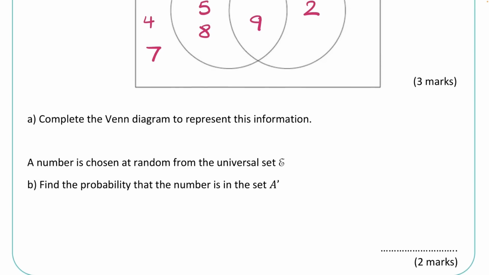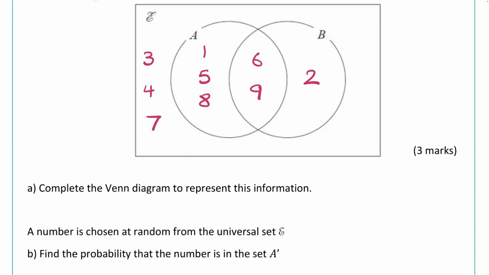We have a part B here that says a number is chosen at random from the universal set, which just means from anything inside that big box. Find the probability that the number is in the set A dash. So the little dash here means not in A, which means basically if I highlight the A circle, the numbers are not allowed to be inside that circle that I've highlighted. So that includes even those numbers there that are in the intersection.